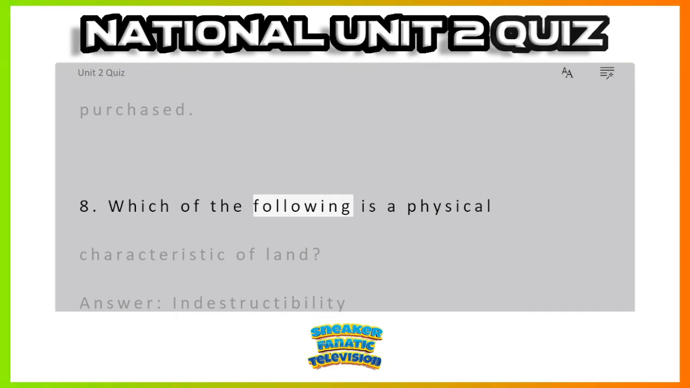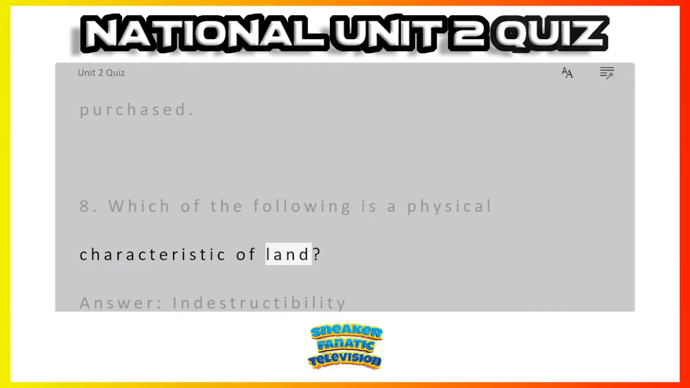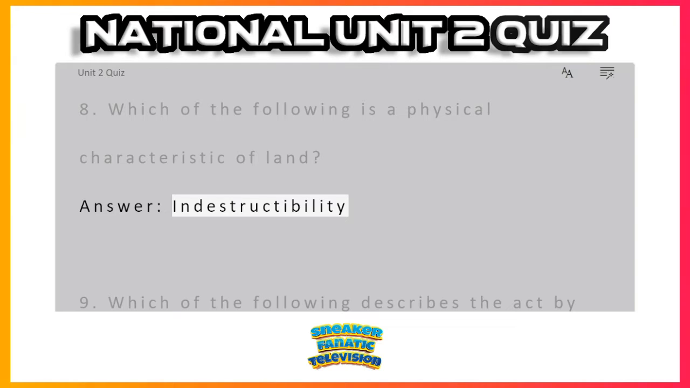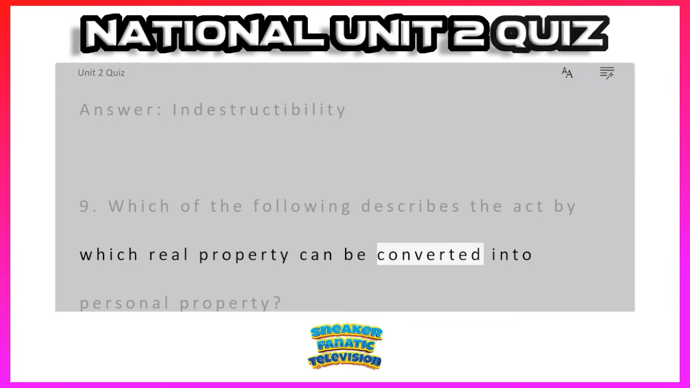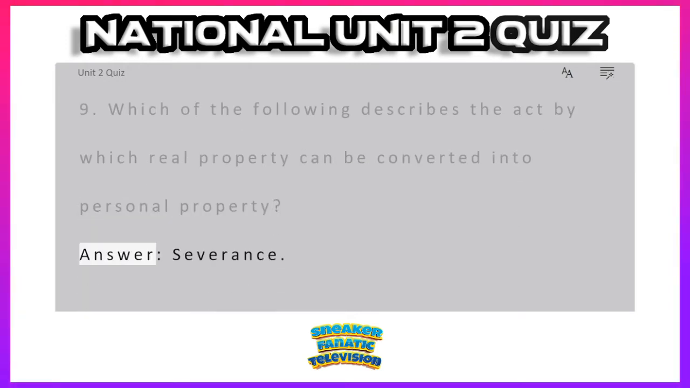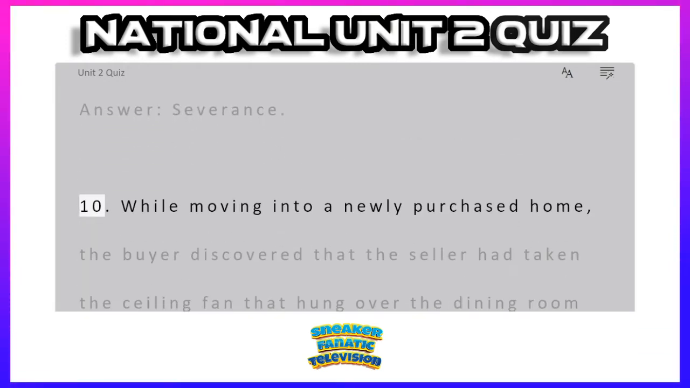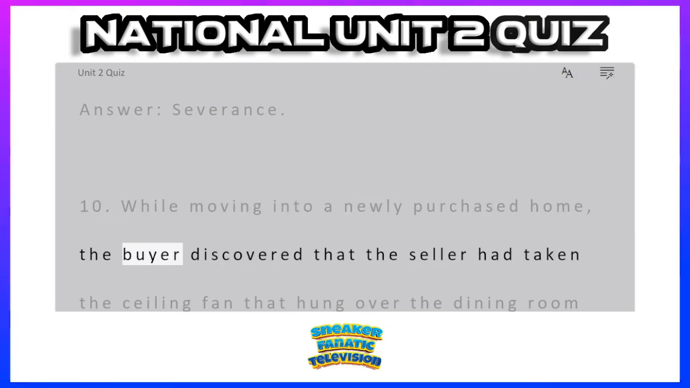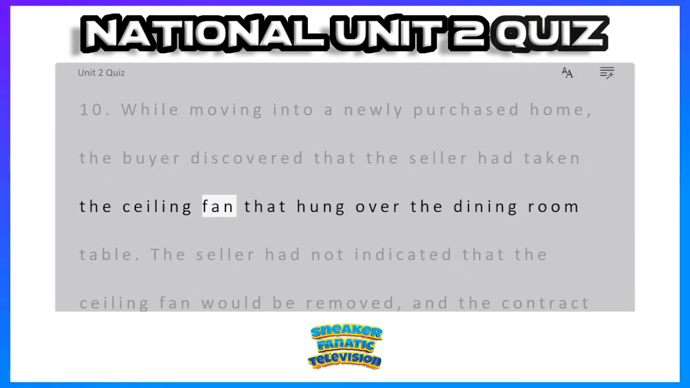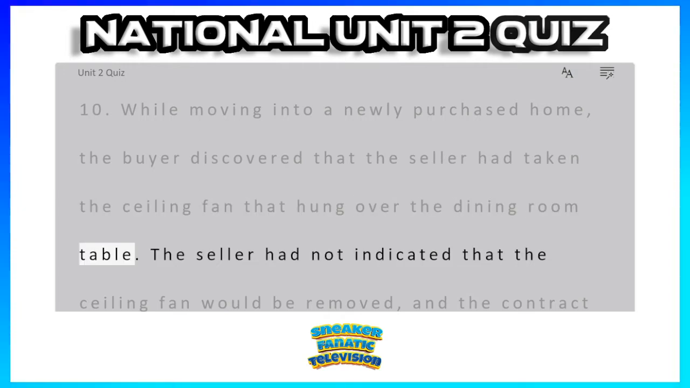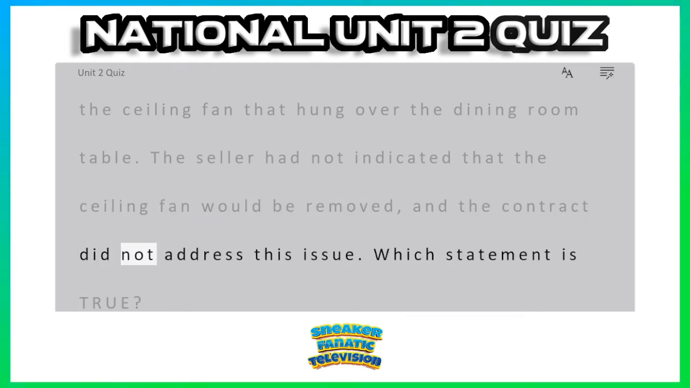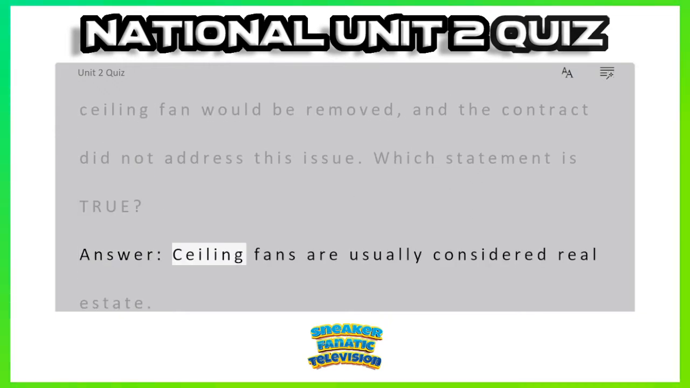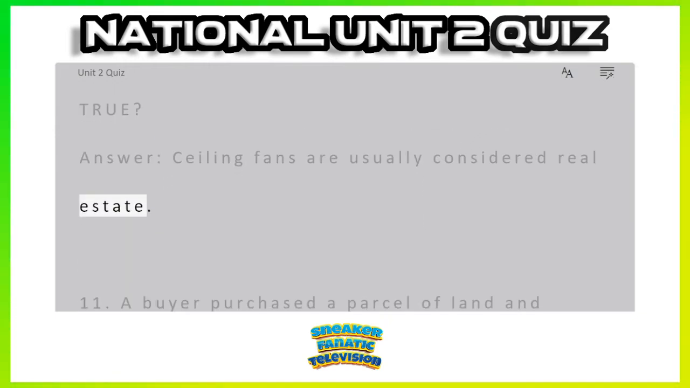8. Which of the following is a physical characteristic of land? Answer: Indestructibility. 9. Which of the following describes the act by which real property can be converted into personal property? Answer: Severance. 10. While moving into a newly purchased home, the buyer discovered that the seller had taken the ceiling fan that hung over the dining room table. The seller had not indicated that the ceiling fan would be removed, and the contract did not address this issue. Which statement is true? Answer: Ceiling fans are usually considered real estate.